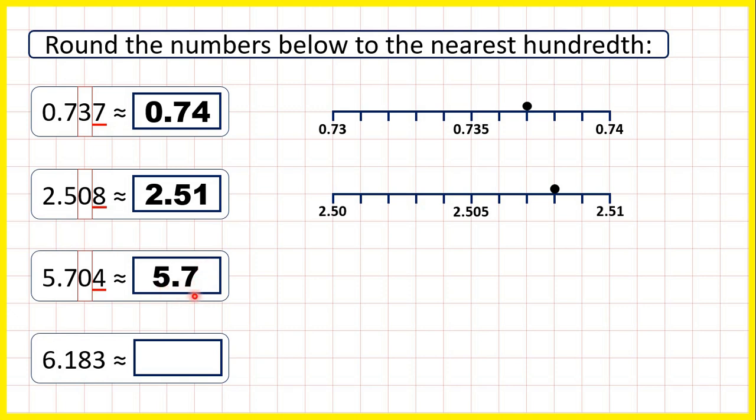So here, even though we're rounding to the nearest hundredth, we only have tenths in our answer, and that's because when we were rounding to the nearest hundredth, we still had a 0 in our hundredths.